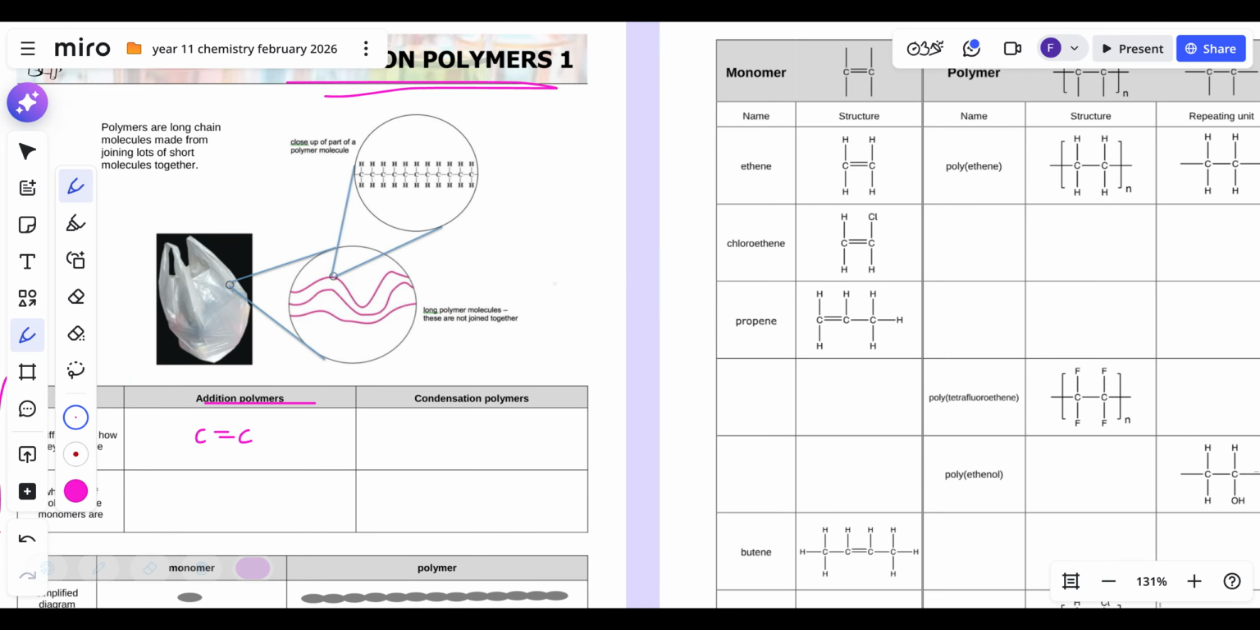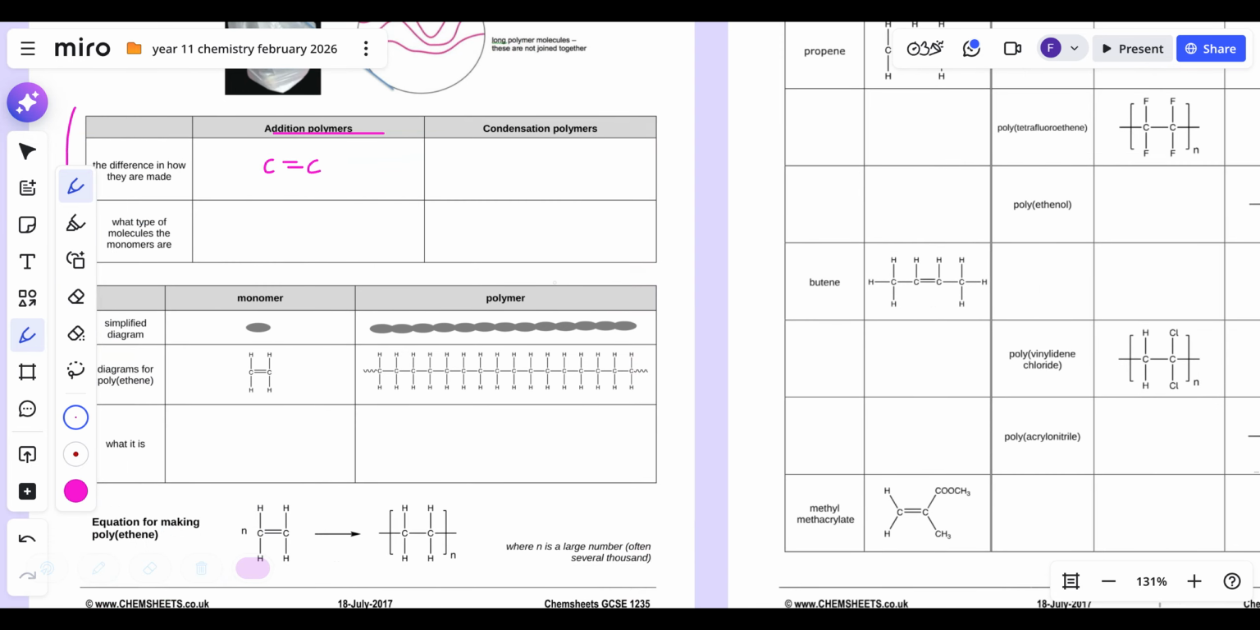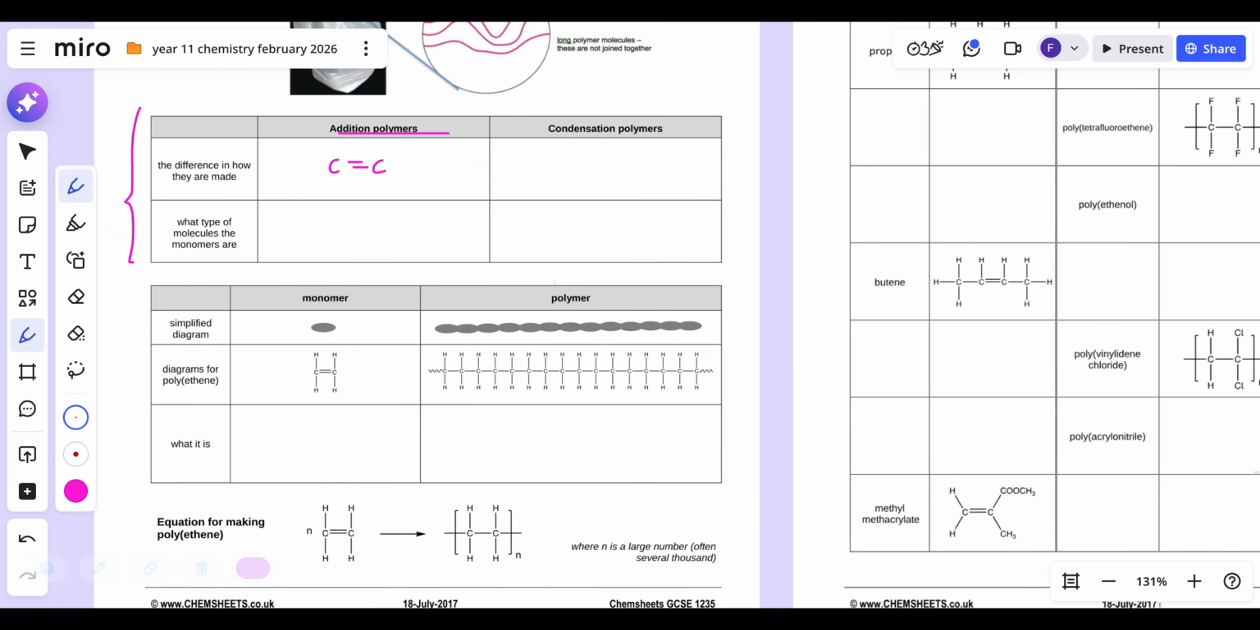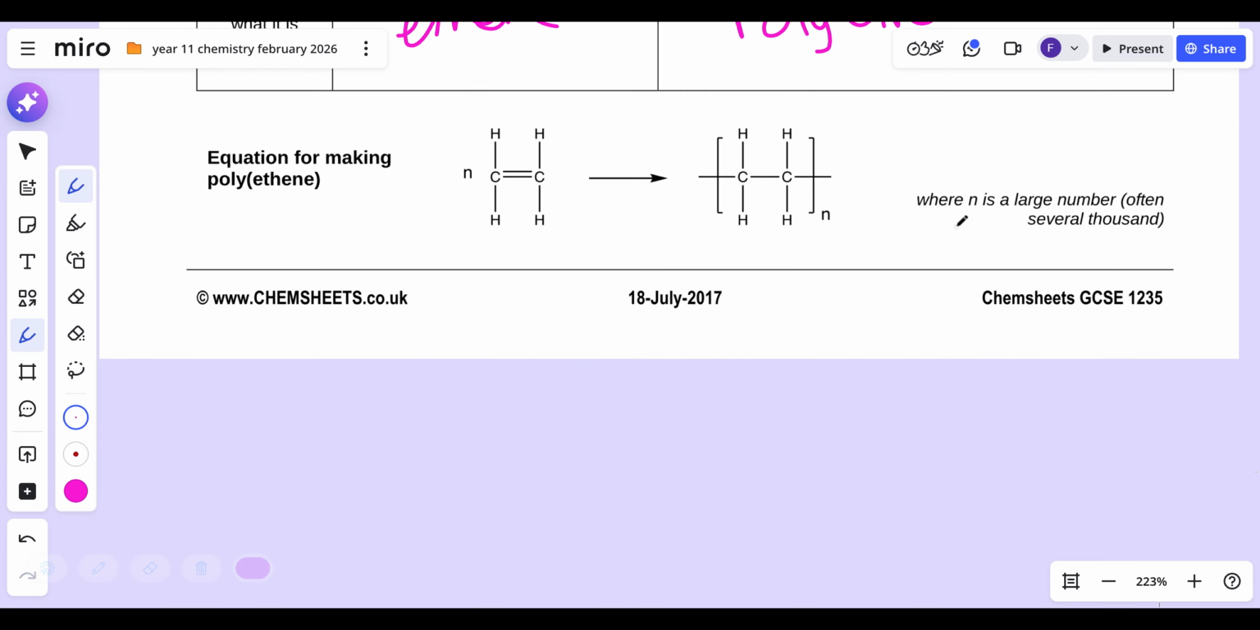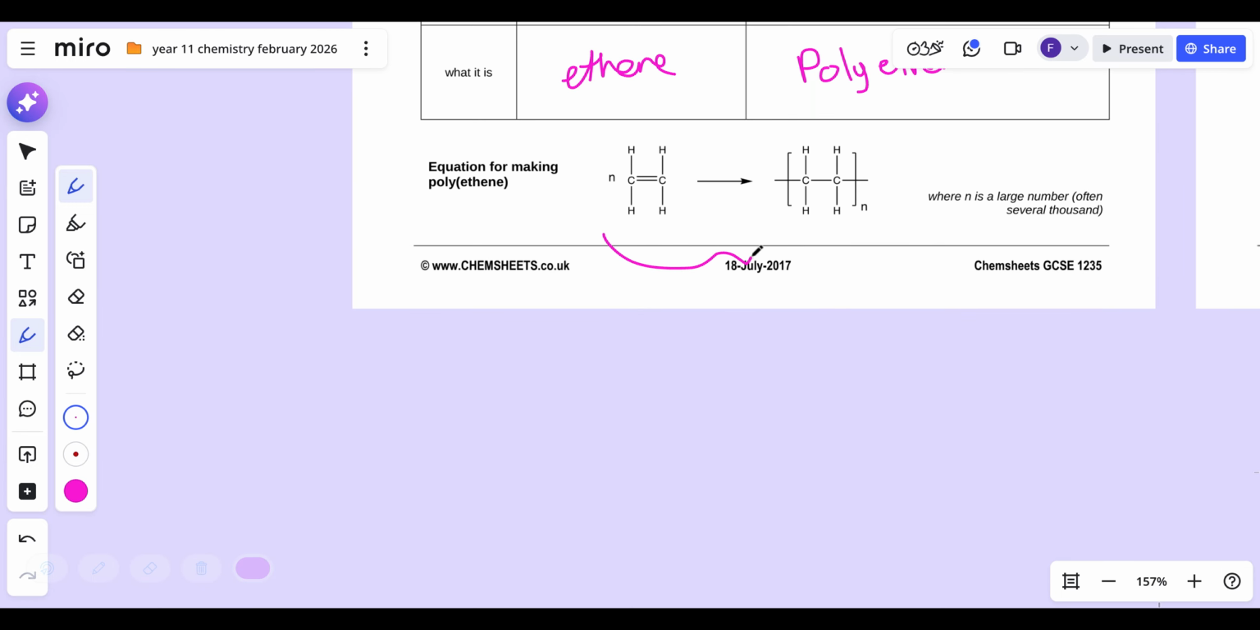I'm going to give you an example. Polypropene. And I'm going to show you how to deal with it. This is ethene. When you polymerize it, you are breaking that bond. You will form polyethene, or what is more commonly called polythene. What you need to know is how to write it in this notation here.